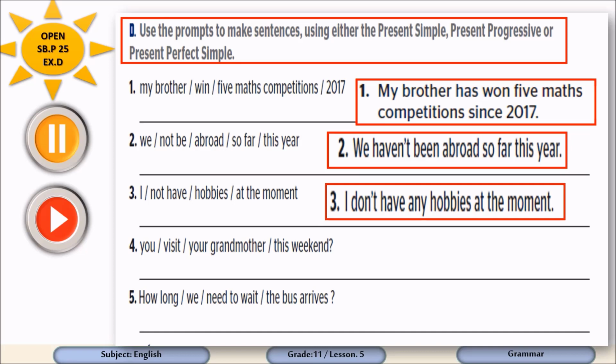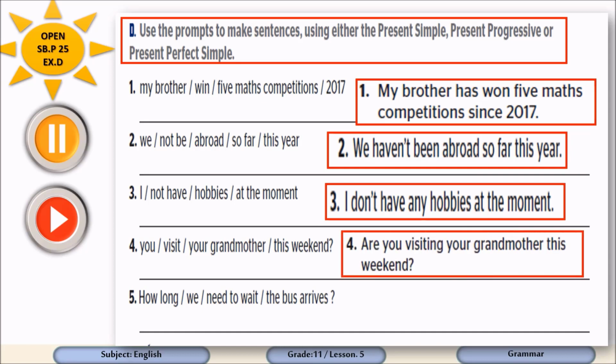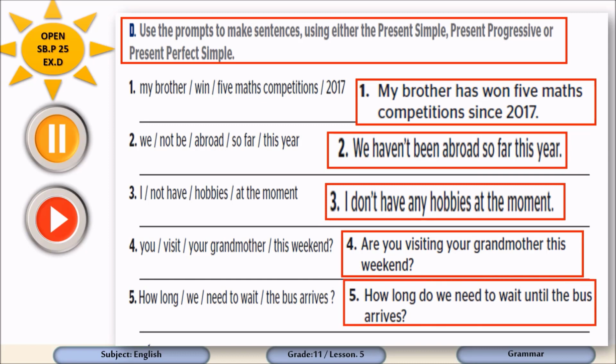Number 4, you visit your grandmother this weekend. The answer is, are you visiting your grandmother this weekend? Because the sentence indicates an arrangement in the future, so we use the present progressive. Number 5, how long? We need to wait. The bus arrives. The answer is, how long do we need to wait until the bus arrives? Excellent. Good job.